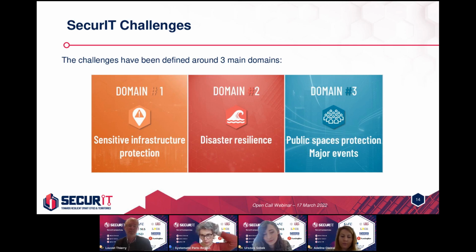So, 3 domains. Domain number 1, sensitive infrastructure protection. Domain number 2, disaster resilience, and domain number 3, public spaces protection and major events.